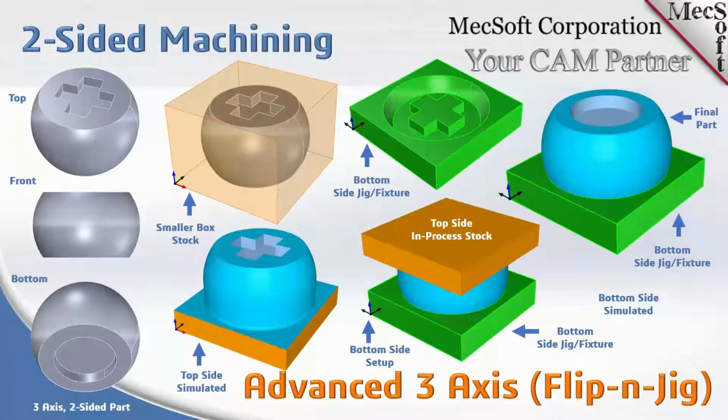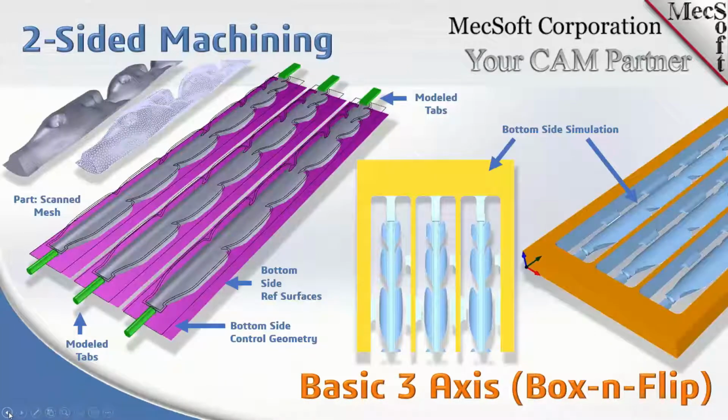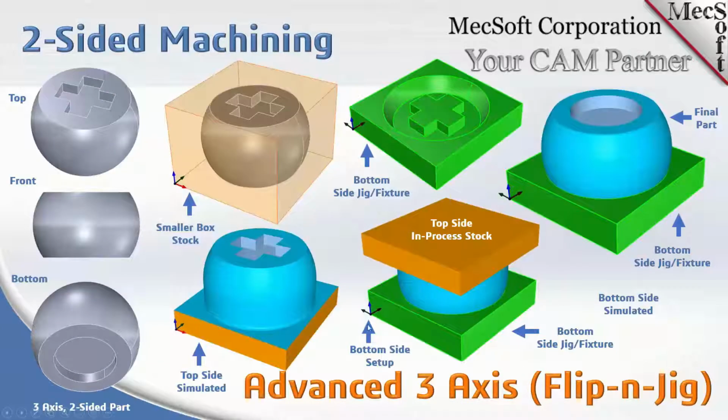Now, what if you have a little bit more complicated 3-axis part? Hold on just one second, I want to double check something. Okay, so our advanced 3-axis method we're calling a flip and jig. No, it's not a thingamajig, it's a flip and jig. So basically you're machining the first side, then flipping it over, and instead of using tabs to hold it together, you're going to use a fixture or a jig to hold the part.